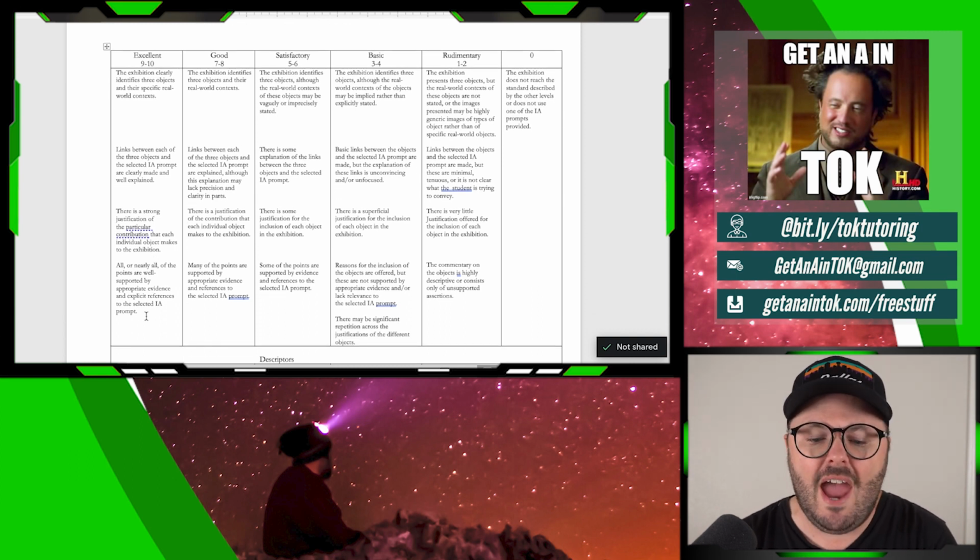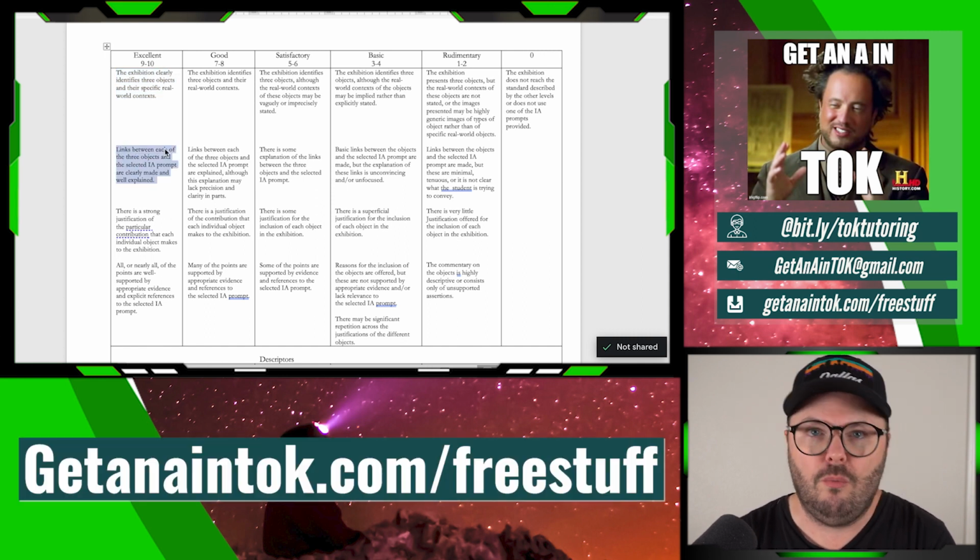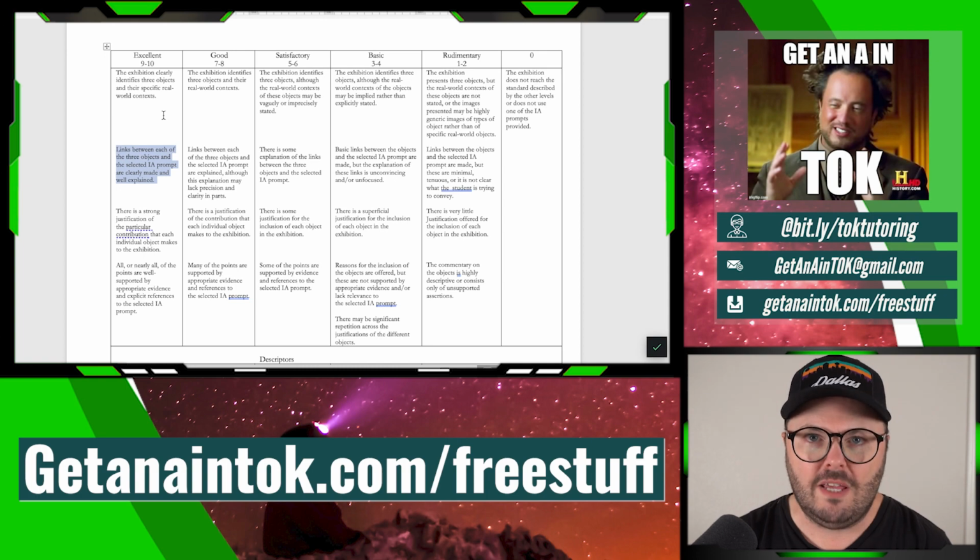In the TOK Exhibition, there are 4 different parts of the rubric. They're not normally spaced like this, but I did this in my rubric that I would love to share with you in my free stuff. What you want to do here is break each of these into 4 writing points.